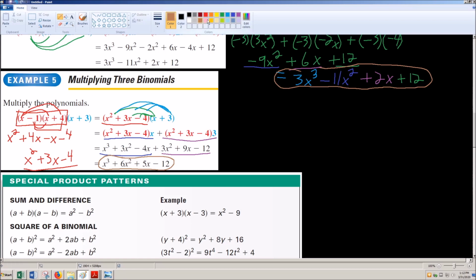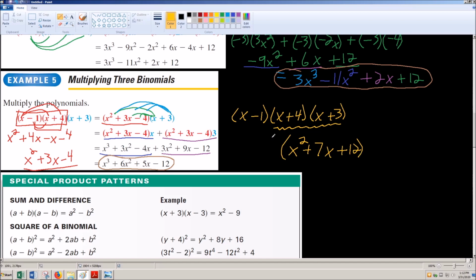Now you may be saying, okay, well, those really weren't the ones that I wanted to multiply together first. When the problem was like this, x minus 1 times x plus 4 times x plus 3, I really wanted to multiply these two first. Well, go for it. Follow your heart, right? If you multiply these two first, we would get x squared plus 7x plus 12. And then I would just be multiplying that thing by x minus 1. Spoiler alert, we get the same answer in the end. So it doesn't matter which route you go to get there, we're still going to end up in the same place.